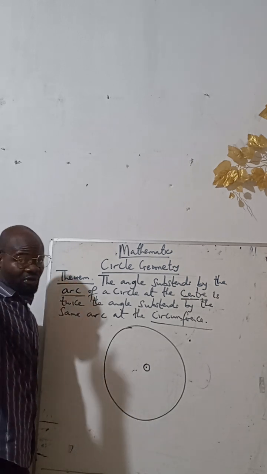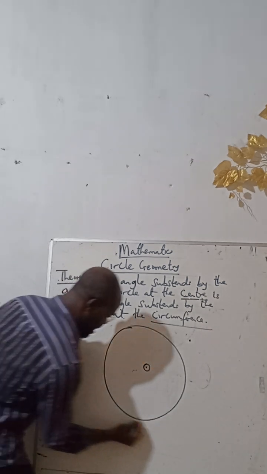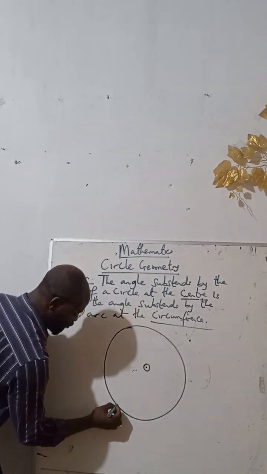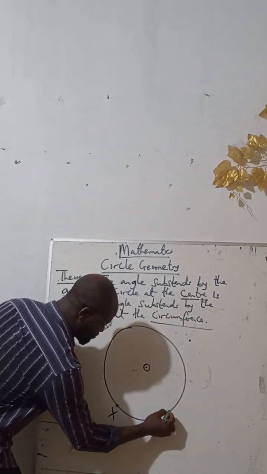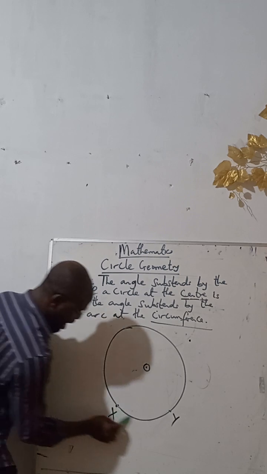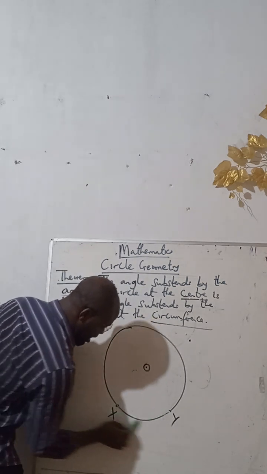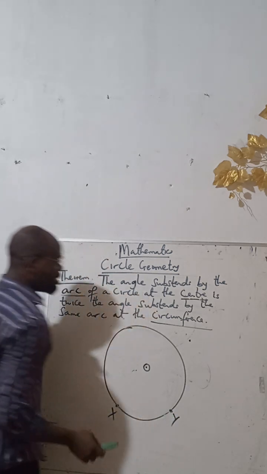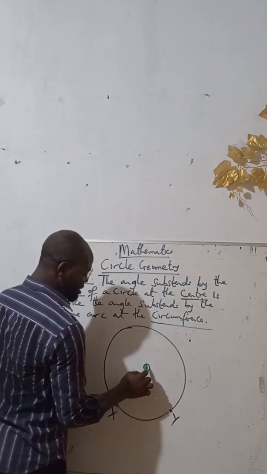I've lectured you on arc before. This is arc, just a part. So let me show my arc to be from, let's say, X to Y. This is my arc XY. So I've shown my arc. Then the next one is the center. This is my center O.